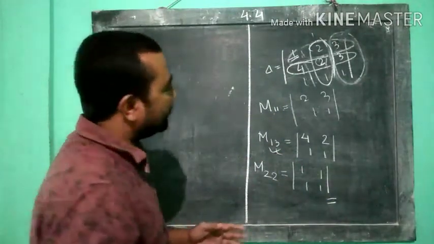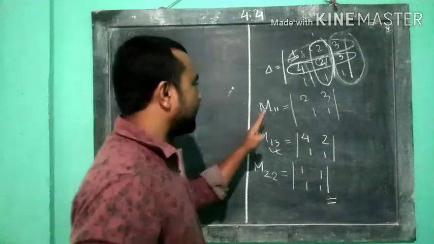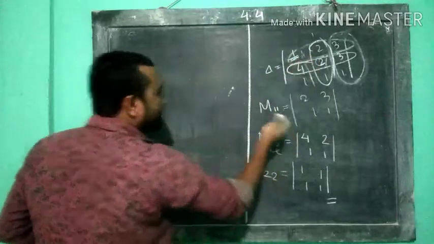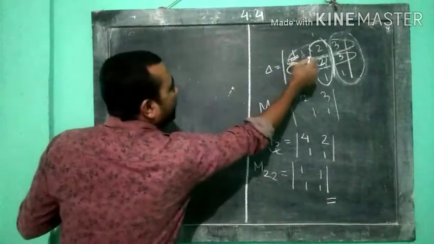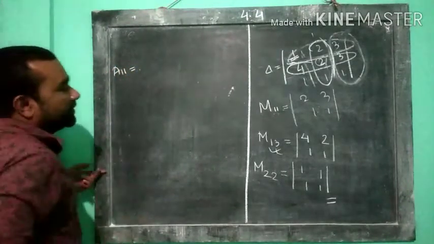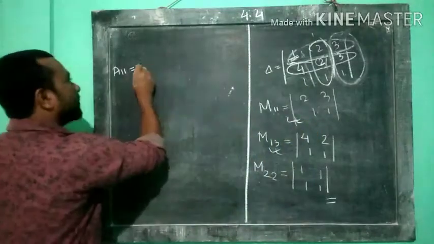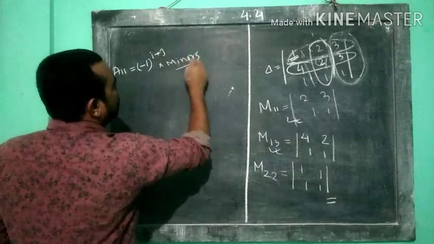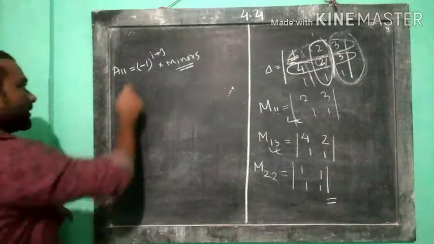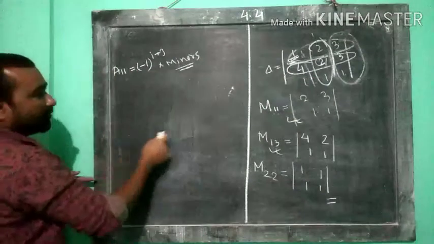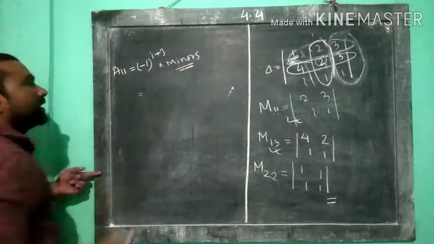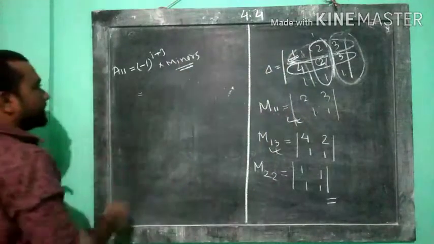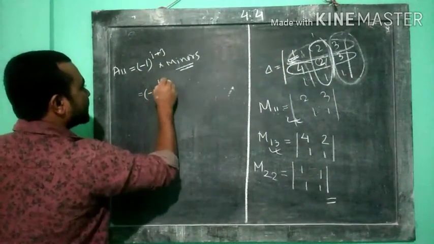And what are cofactors? Cofactors are also very simple. In a cofactor we only use the sign. If the cofactor is denoted by A11, the formula is minus 1 to the power i plus j into the minor. This is the formula to find the cofactors. Here i is the row and j is the column where the element appears. So the cofactor of 1 is minus 1 to the power 1 plus 1 into the minor.